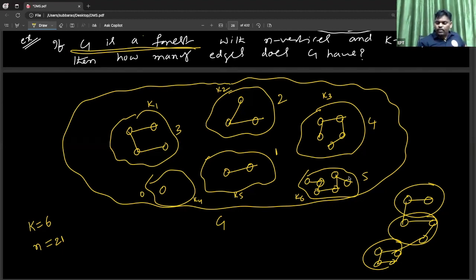Now listen everyone. Then he's asking how many edges G is having. That is the question he is asking. How many edges is G having? Can you count how many edges?